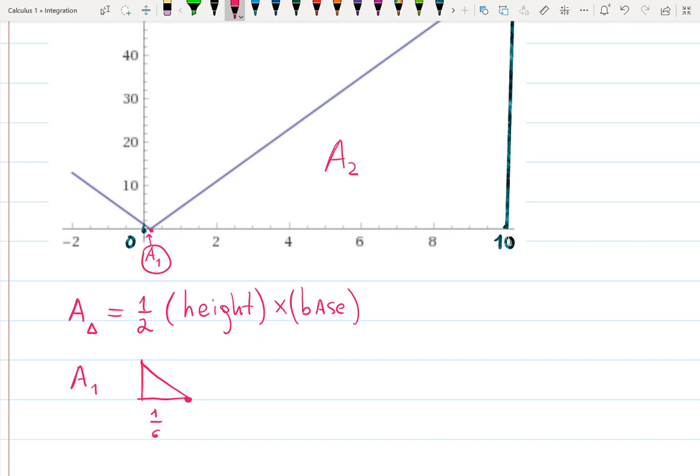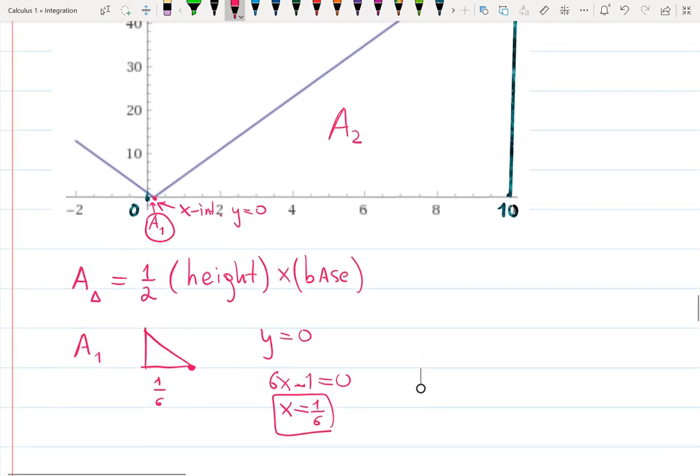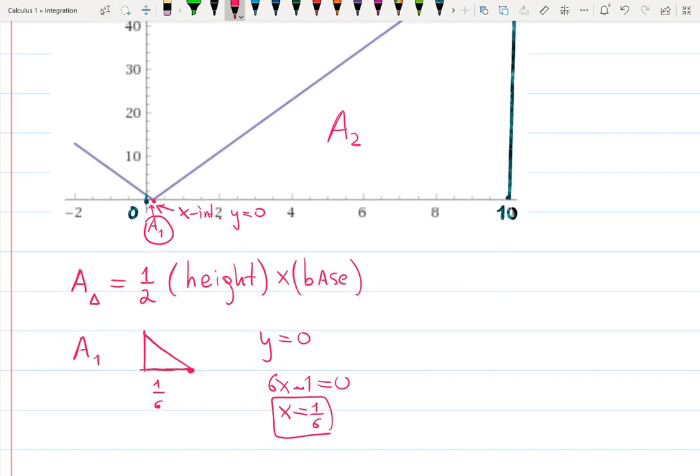So everything is 1/6. Did you guys get how I got 1/6? What is this point? This is my x-intercept, right? X-intercept means y equals 0. So when y is 0, I need to solve 6x minus 1 equals 0. X is 1/6. This is how I found that point. Then from 0 to 1/6, the base is 1/6.